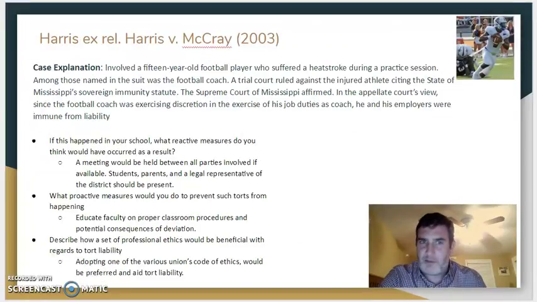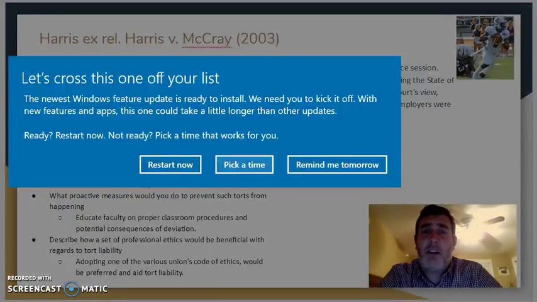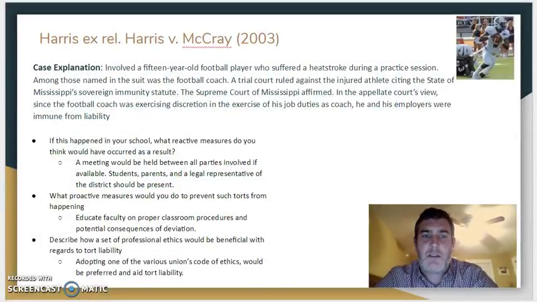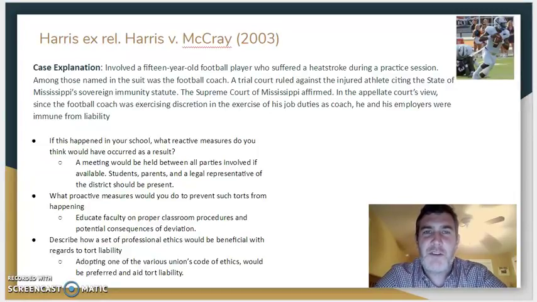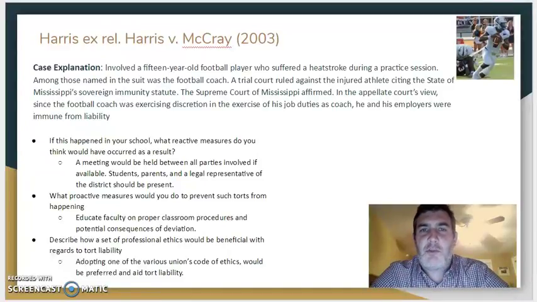A third court case is Harris ex rel. Harris versus McCray in 2003. This involved a 15-year-old football player who suffered heat stroke during a practice session. And among those named in the suit was the football coach. The trial court held against the injured athlete, citing the state of Mississippi's sovereign immunity statute. The Mississippi Supreme Court affirmed the appellate court's view that since the football coach was exercising discretion in the exercise of his job duties as a coach, he and his employers were immune from liability.